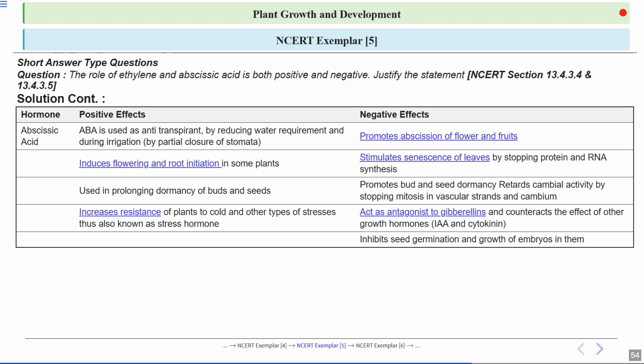Stimulates the senescence of the leaves, means it also causes aging, stopping the protein formation and RNA synthesis. It promotes the bud and seed dormancy, right? And acts as an antagonist to the gibberellin, just opposite. So it counteracts the effect of other growth hormones like indole acetic acid and cytokinin. It also inhibits the seed germination and growth of embryos in the seeds.